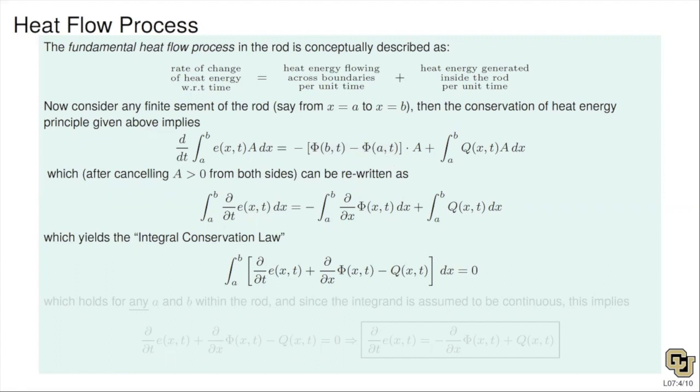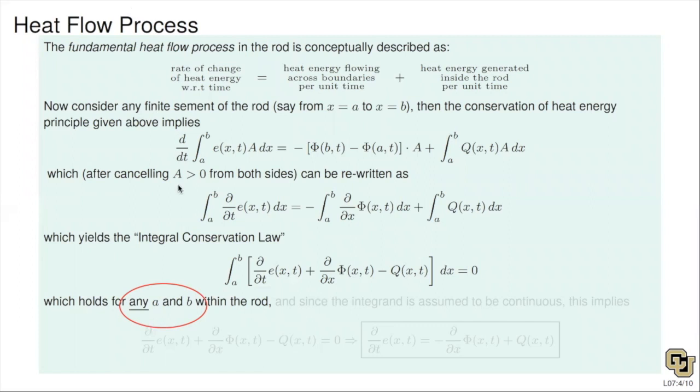Now, this is some subtle analysis, but it can be shown that this integral holds for any choice of values a and b within the rod. So what that means is the integral is equal to 0 independent of your choice. It doesn't matter which points you pick on the rod, the integral is always 0. So the integral is 0 independent of where you are on the rod.